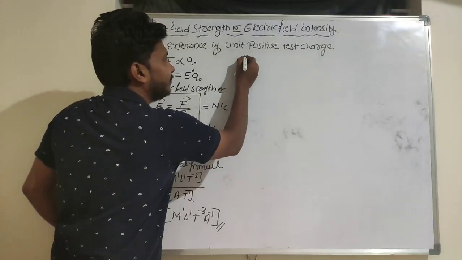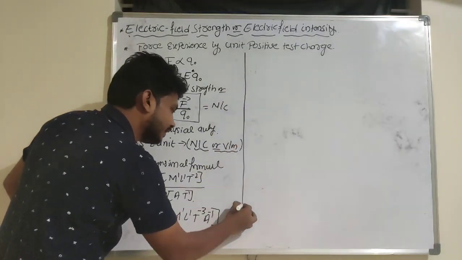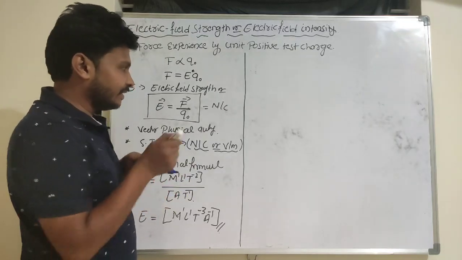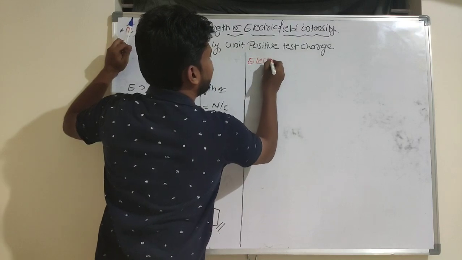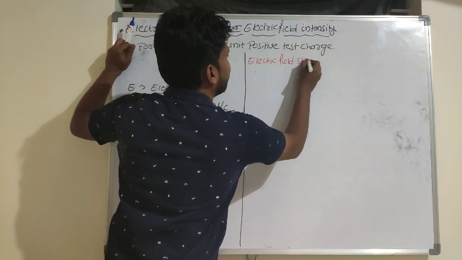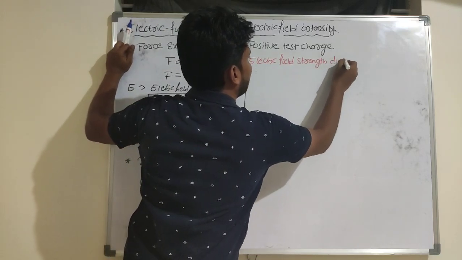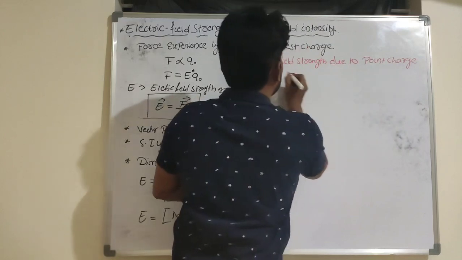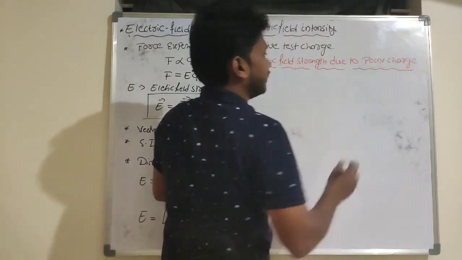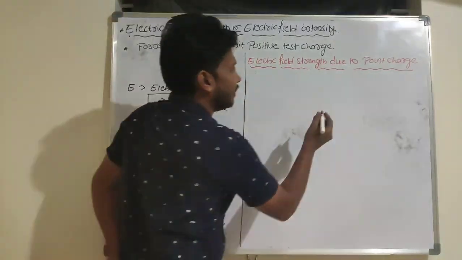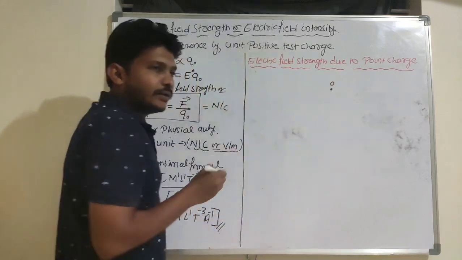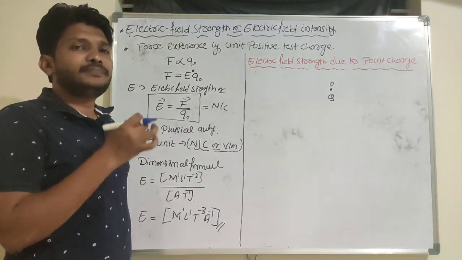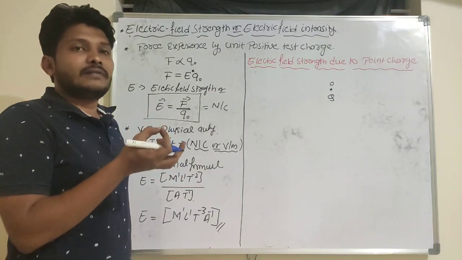So in order to understand electric field strength, I will consider the electric field strength due to a point charge, or due to a source charge. I will consider the equation for electric field strength due to a point charge or source charge. For example, I will take one point here, that is point O. On that point O, I will consider one source charge. What is that source charge? A charge which can produce the electric field. So I will name that charge the source charge.